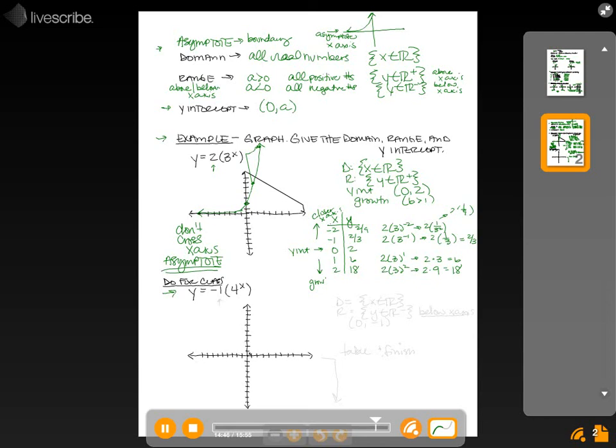What I want you to do is try this for class next time. You need to do that one on your own. It's the same thing. I'll get you started. I'll give you the domain, range, and y-intercept. Tell you whether it's growth or decay and all of that business. And then I want you to graph it on your own. Okay?